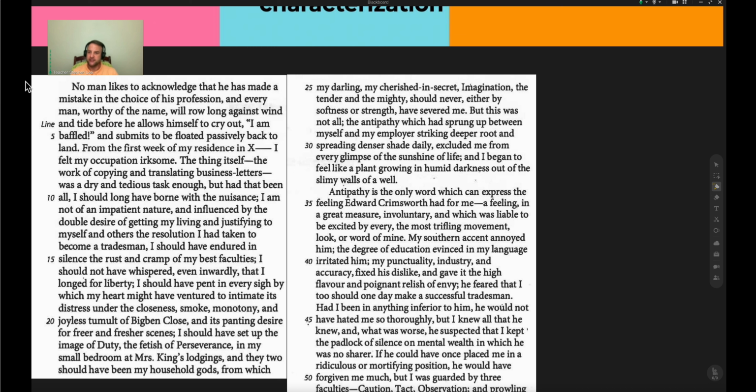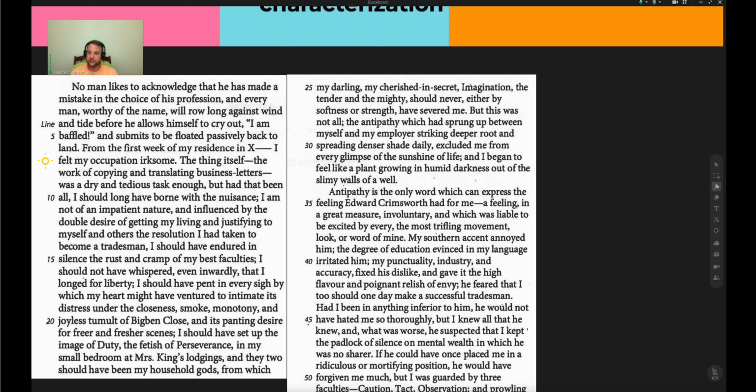No man likes to acknowledge that he has made a mistake in the choice of his profession, and every man worthy of the name will row long against wind and tide before he allows himself to cry out, I am baffled, and submits to be floated passively back to land. From the first week of my residence in X, I felt my occupation irksome. The thing itself, the work of copying and translating business letters, was a dry and tedious task enough. But had that been all, I should long have borne with the nuisance.